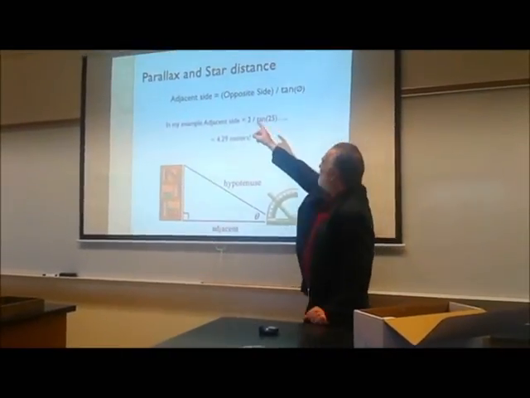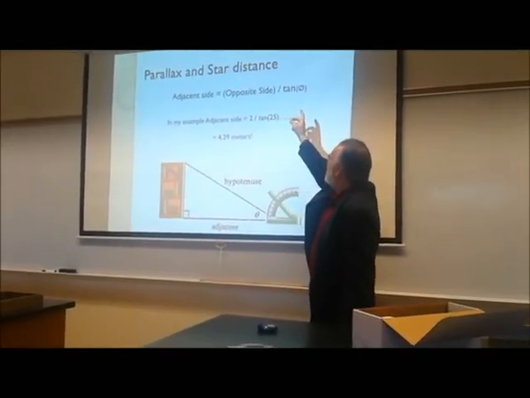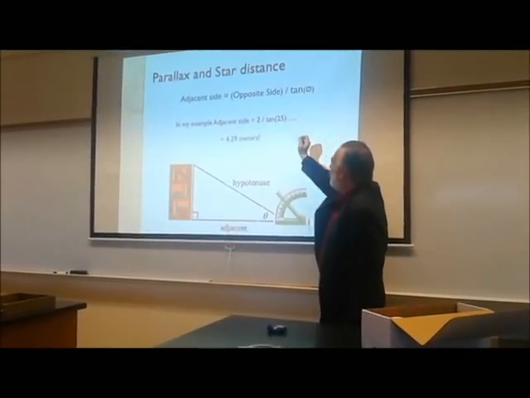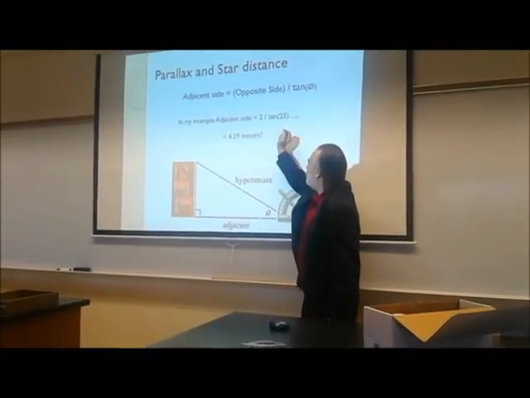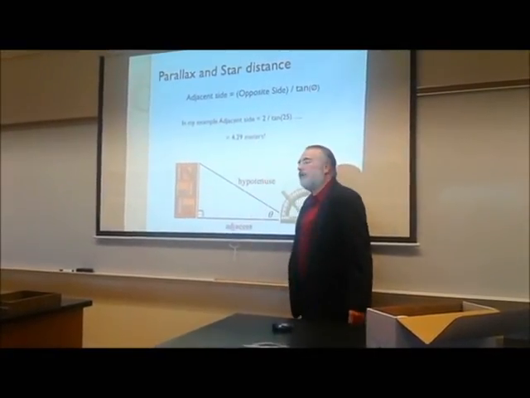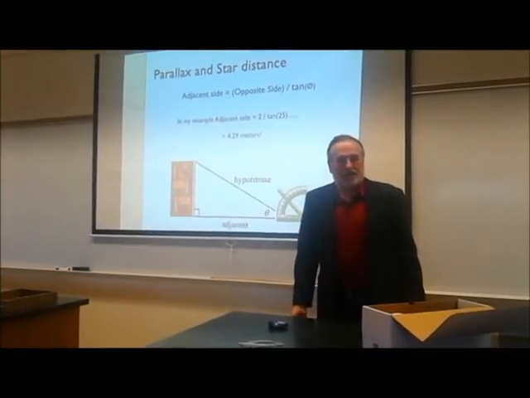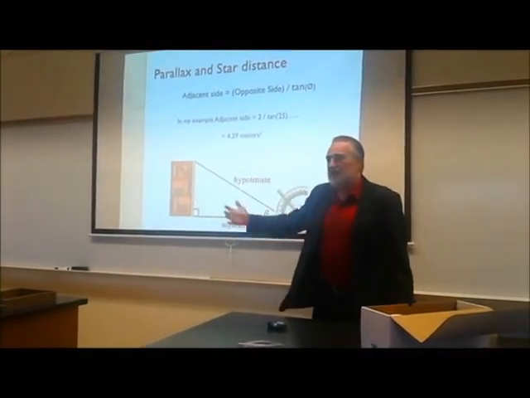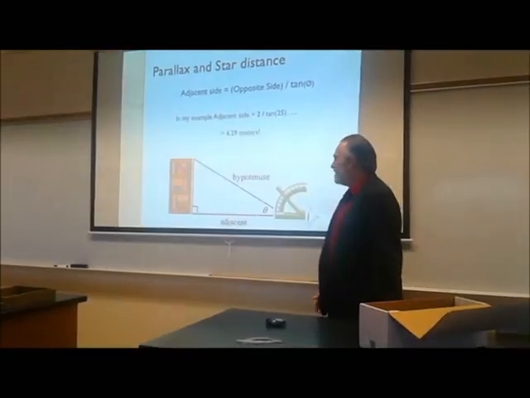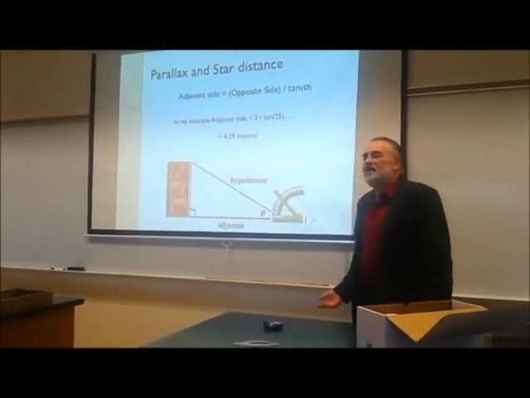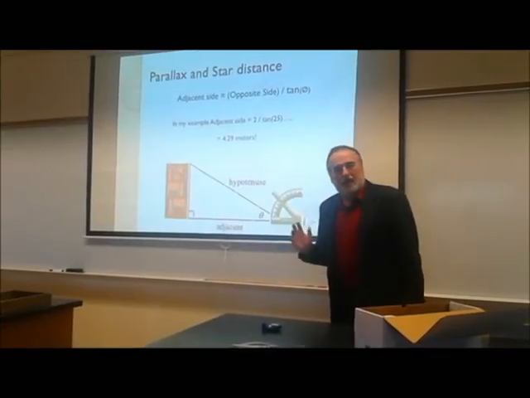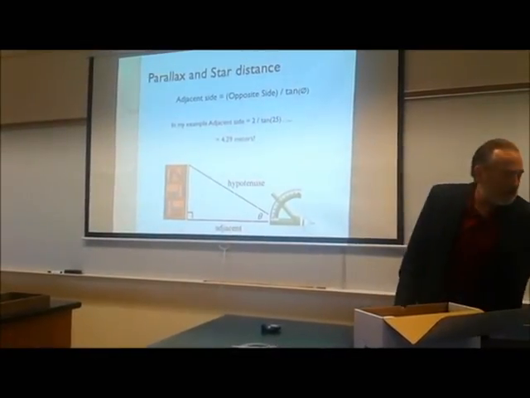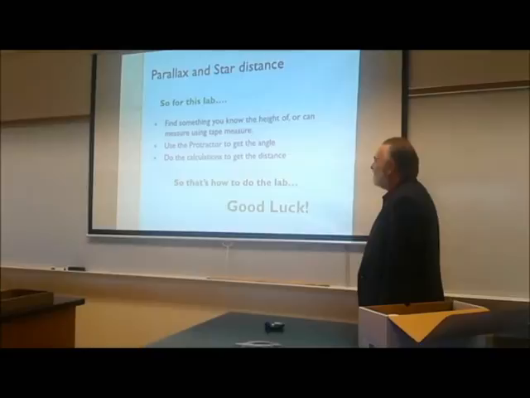So, using the adjacent side is equal to the opposite side divided by tangent of the angle. The opposite side is 2 meters divided by tangent of 25. I get an answer of 4.29 meters. And that's the distance to the bookcase. I didn't need to measure the distance to the bookcase. I used mathematics and parallax to measure the distance to the bookcase.